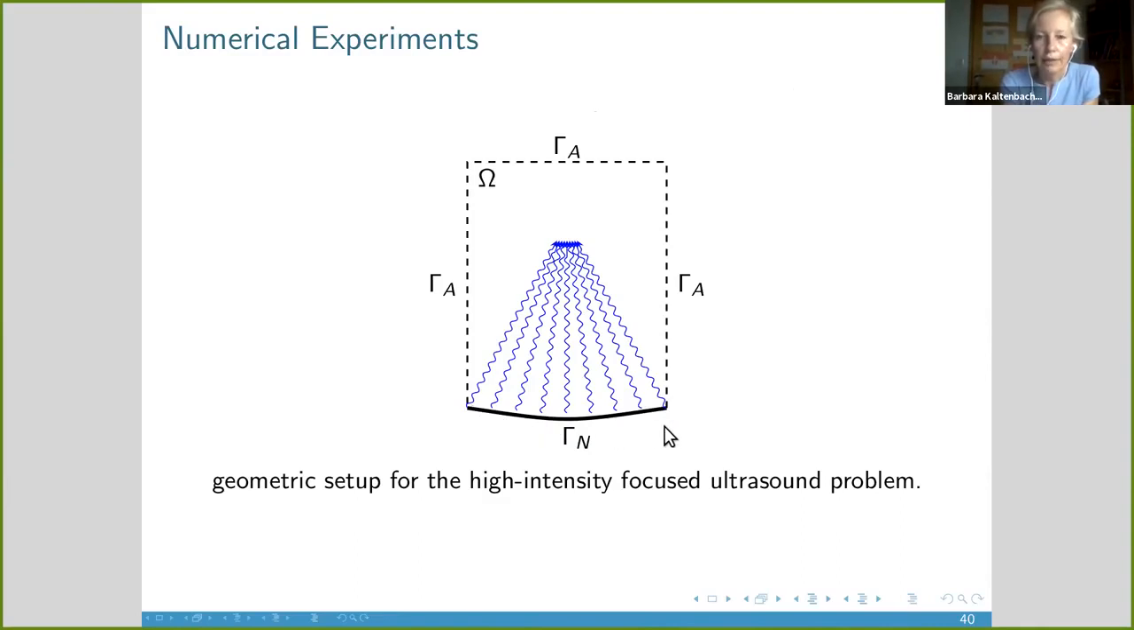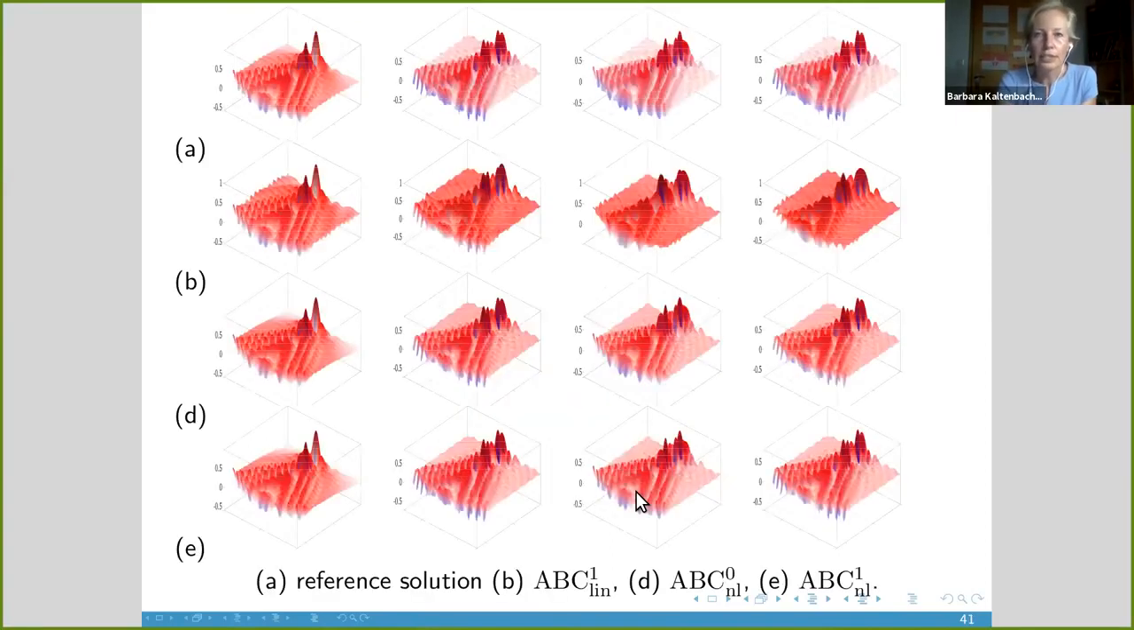Again, returning to the setup of a high intensity focused wave excited by a piezoelectric array down here, it is supposed to eventually focus up here. So this Gamma_A is the absorbing boundary, or one could also call it artificial boundary. The A could stand for absorbing or artificial here. And here's also a Neumann part, which is responsible for modeling the excitation. If one looks at the results, this is a reference solution that has been computed on a very large domain. So no reflections here, the waves are just going out.